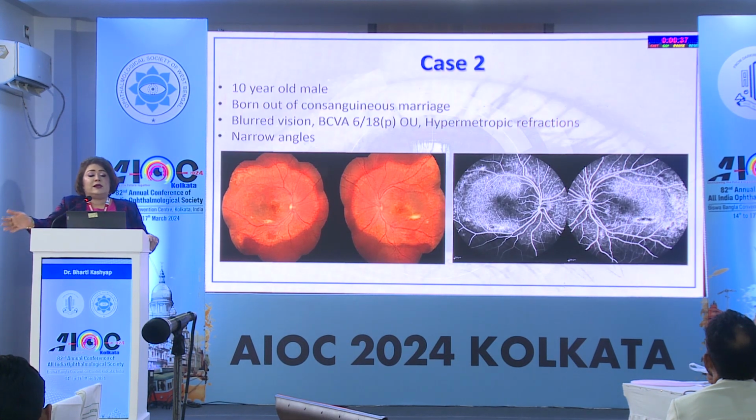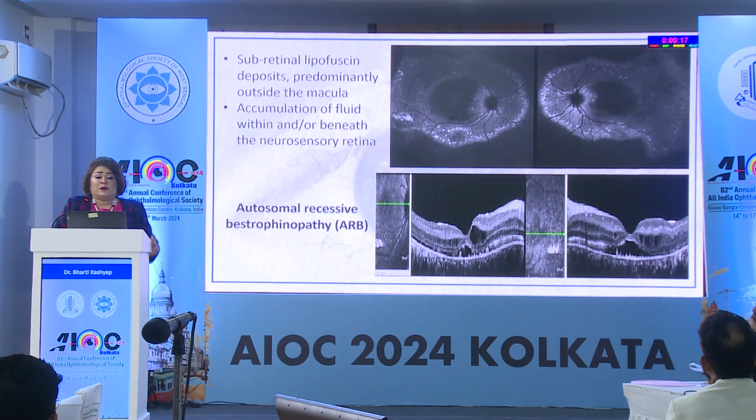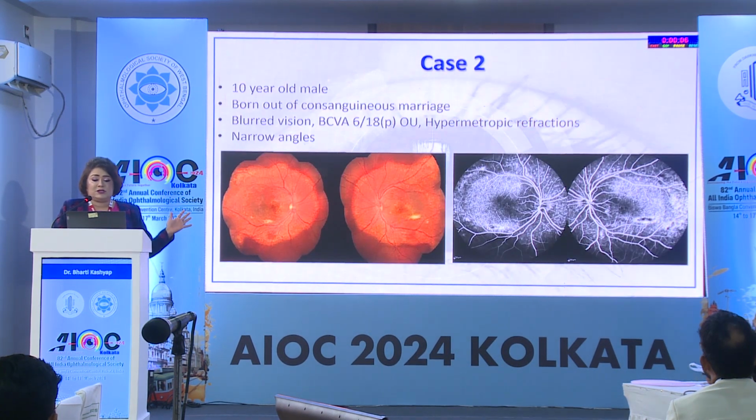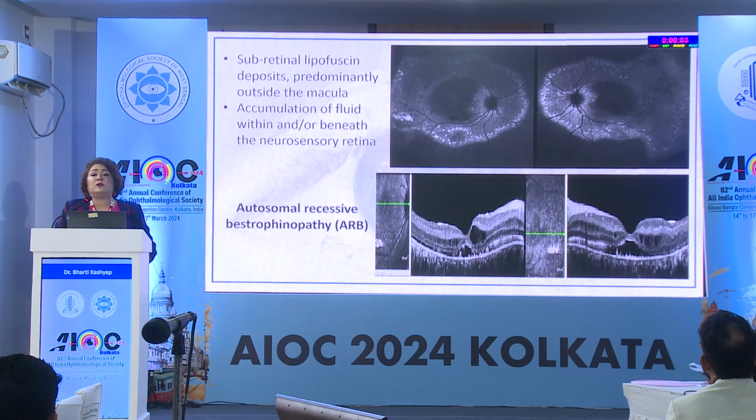This is another case, a 10-year-old male, born out of consanguineous marriage, blurred vision, BCVA 6/18, hypermetropic refraction and narrow angle. You can see in the fundus photograph there are lipofuscin deposits, and in fundus fluorescein angiography the diagnosis is not very clear. But once you go to the fundus autofluorescence, you will see subretinal fluorescent deposits predominantly outside the macula. Here it is not diagnostic, here it is diagnostic. And in OCT, there is accumulation of fluid within and beneath the neurosensory retina.